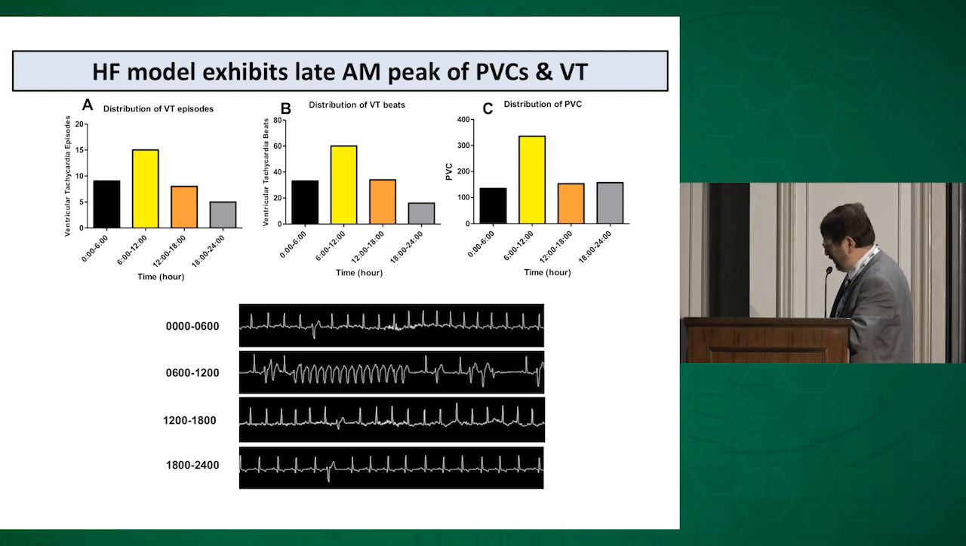joyous surprise, we were able to see that there was a time of day dependence in this. Here are recordings from 0 to 6 a.m., occasional PVCs, and now we see runs of ventricular tachycardia occurring in the early morning hours, and then later in the day less. And if we look at either number of PVC episodes, the duration of VT beats, or PVCs, we see this time of day dependence that we see in humans. So this is a good start for trying to look at the phenomena.